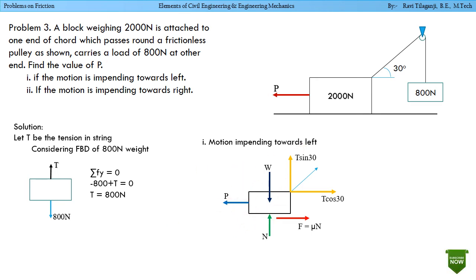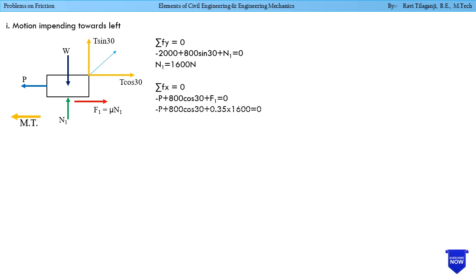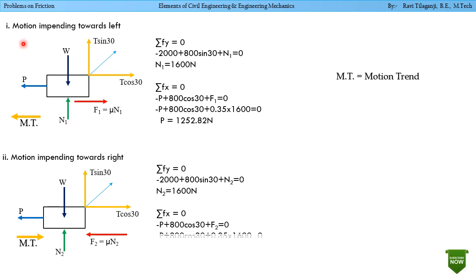So this is the free body diagram. Coming to motion impending towards left. So this is the free body diagram of the block. W is acting downwards and the reaction N1 is acting upwards. So motion impending is towards left, and for this, friction is acting opposite. F1 equals mu into N1. N1 we are considering for the first condition, F1 is with respect to the first condition. So this is the tension T which is resolved in y direction and in x direction.